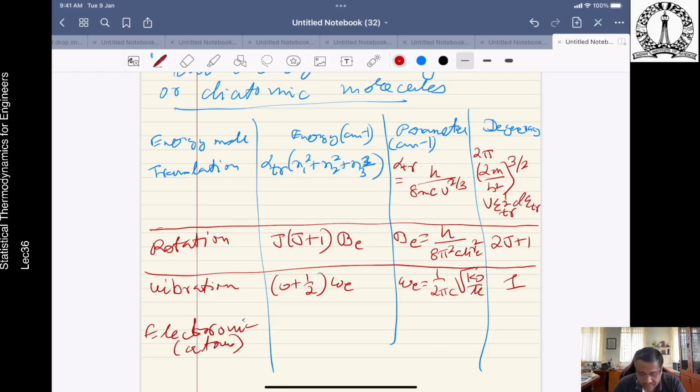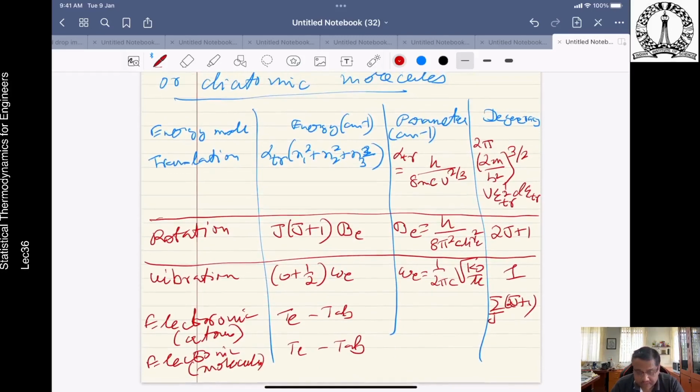So this is tabulated. The energy is tabulated. And the degeneracy is 2J plus 1. And for molecules, again, the energy is tabulated. This is the parameter phi, 2s plus 1.